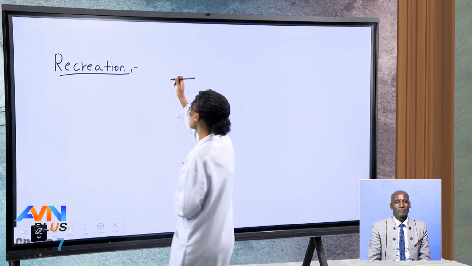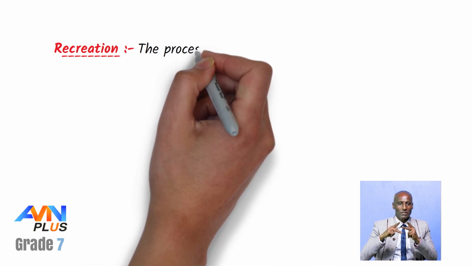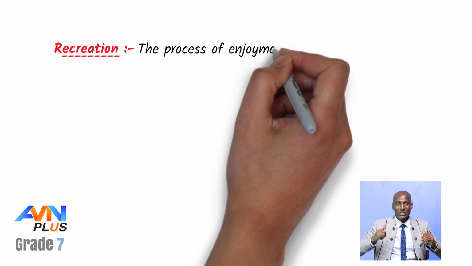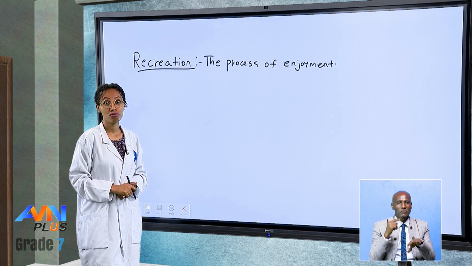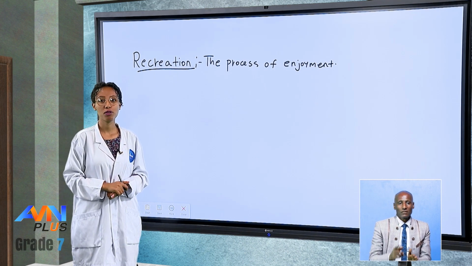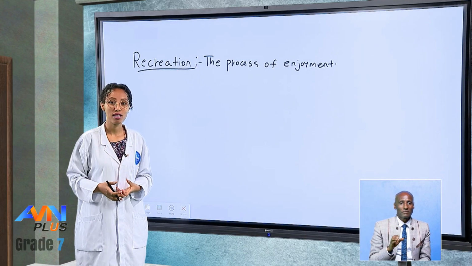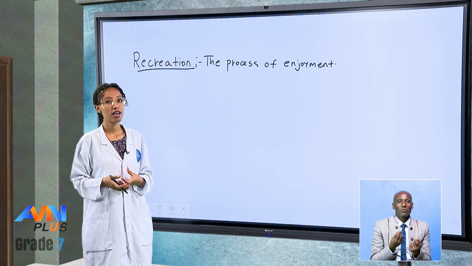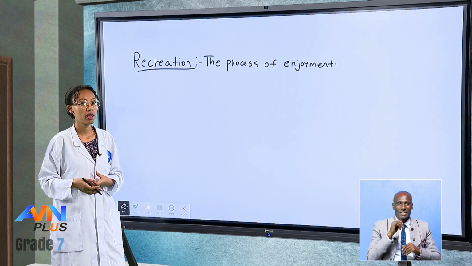So recreation is the process of enjoyment or the process of enjoying something. People usually have this to have fun, to enjoy. One example I would give you of a recreational center is the cinema. For example, if you go to the mall, there are cinemas there where you can watch movies, eat popcorn and do different fun activities. So recreation is the act or the process of enjoying and being happy.